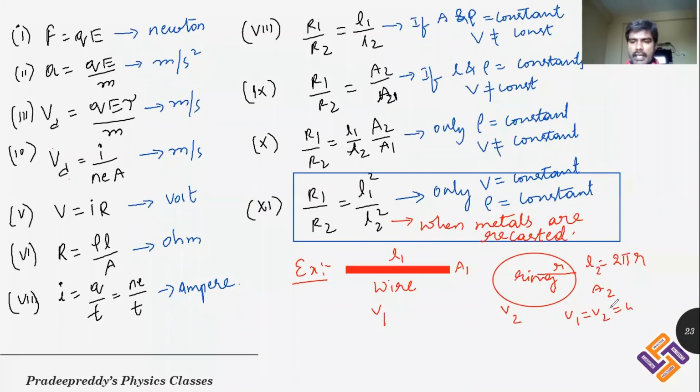So when you are recasting the material, by obeying conservation of volume, volume does not change, only length and area may be changed. In such cases, R proportional to L square we will be considering, and we will be using the definition of conservation of volume in solving problems. These are the important formulas we have discussed so far in past video lectures.